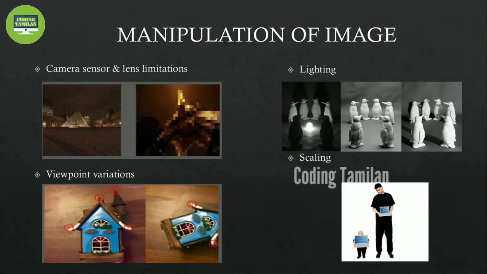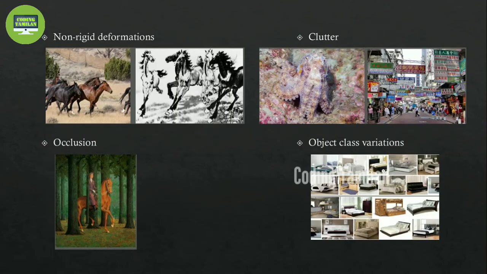Next, manipulation of images. There are many types of variations recorded or described in image processing. Some of them are camera, sensor and lens limitation, viewpoint variation, lighting, depending on the lighting value, and scaling. Non-rigid deformation, occlusion, clutter and object class variation. In clutter there are multiple images that look like the same image, so it is difficult to find the object in it.